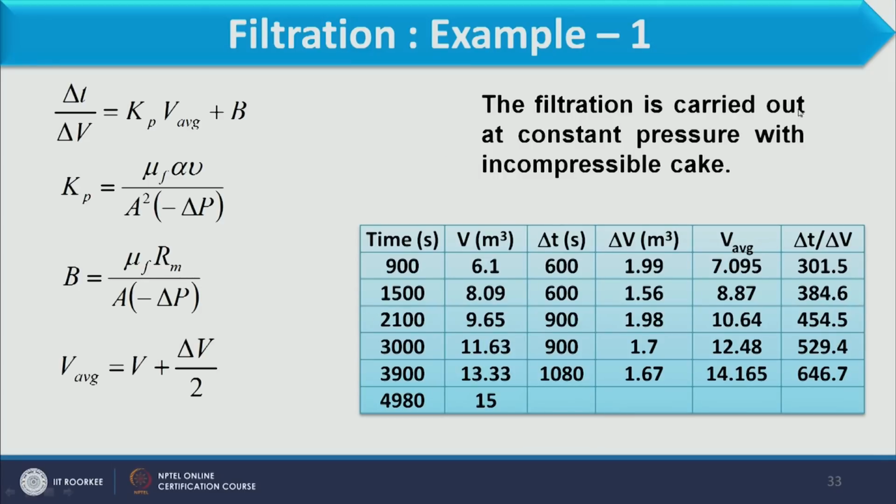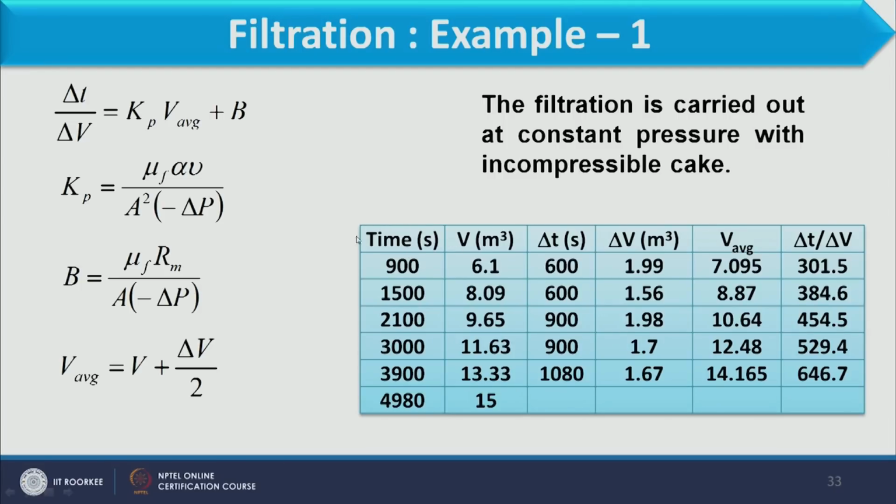The filtration is carried out at constant pressure with incompressible cake. So the final equation for this case, as we have seen in the last lecture, is delta T by delta V equal to Kp V average plus B. So here we have to plot the graph between delta T by delta V and V average. So first of all we will calculate this value.